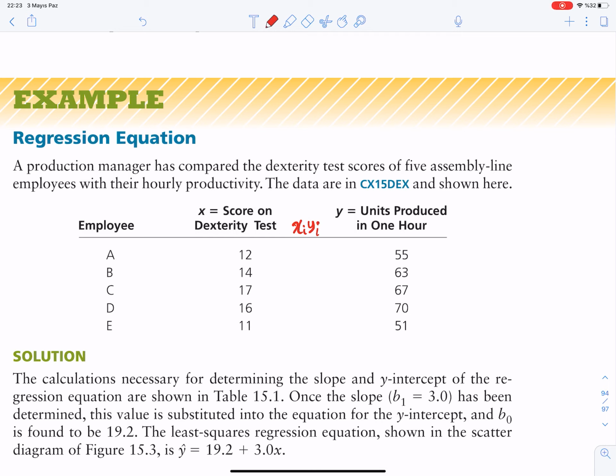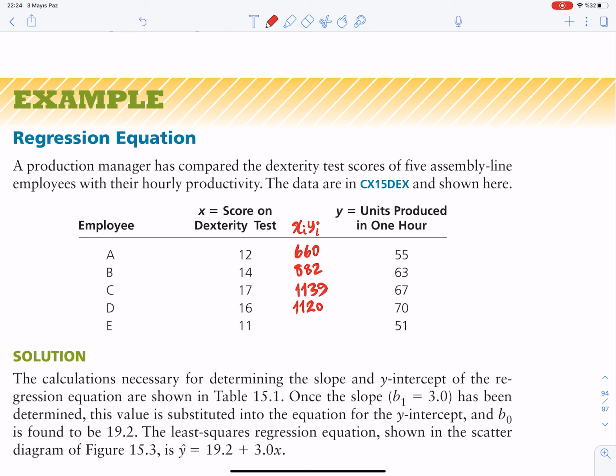12 times 55 is 660. The next one is 14 times 63, which is 882. And 17 times 67 becomes 1139. And 16 times 70 is 1120.